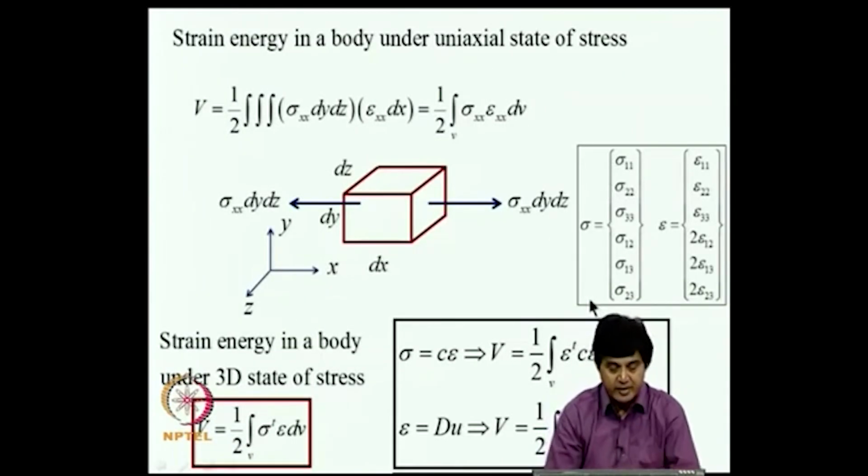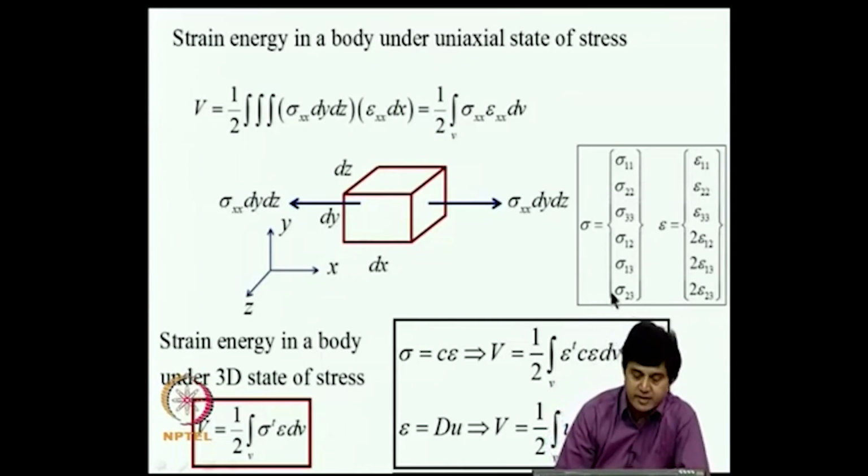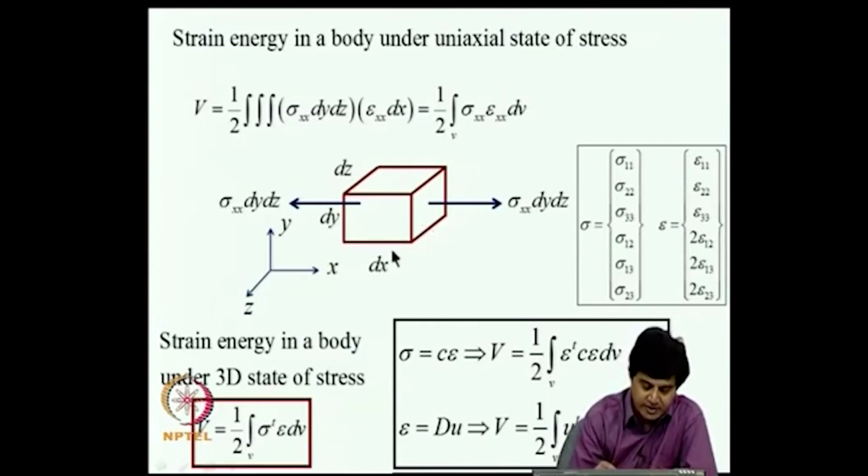Now, we will also need a general approach to derive the strain energy in a body under a multi-axial state of stress. So, we will start by discussing how to derive strain energy in a uniaxial state of stress. Suppose at a point in the structure we choose an infinitesimal element, of volume dx dy dz, and if sigma xx is the only non-zero stress component, the force on this face is given by sigma xx dy dz. Now, the work done by these forces on the deformation can be computed over this entire volume.